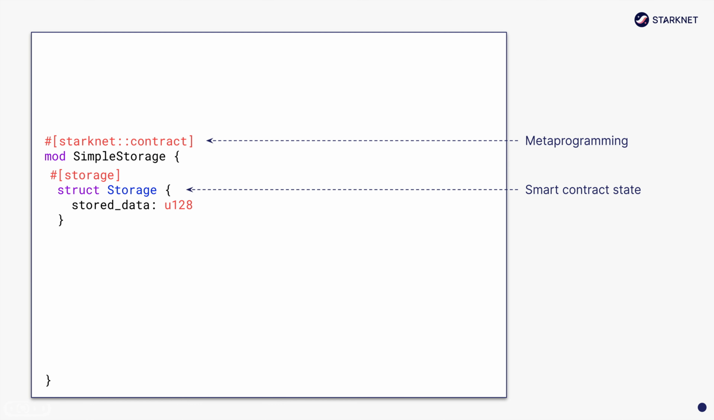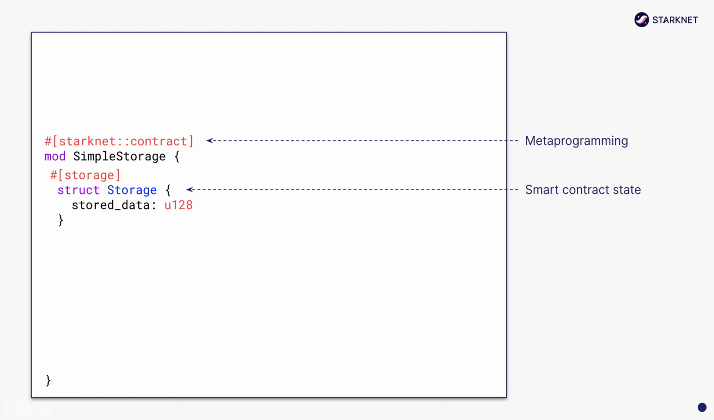In this section, I want to show you the anatomy of a Starknet smart contract without going into too many details. We will delve into the details in future sections of this course. A smart contract is defined as a module annotated with the Starknet contract attribute.